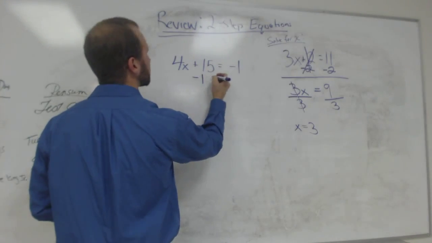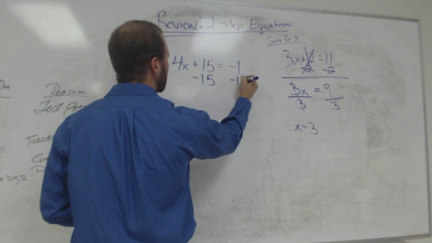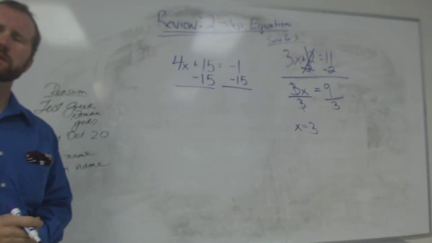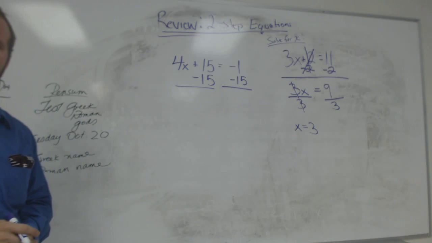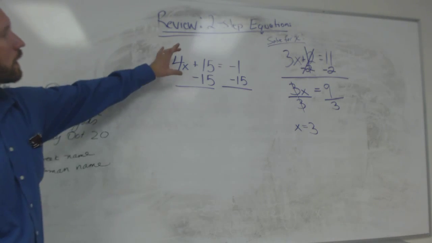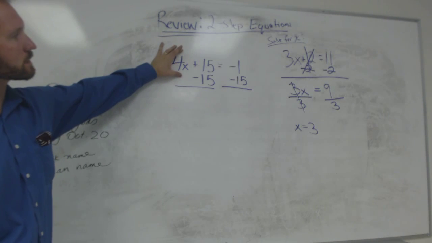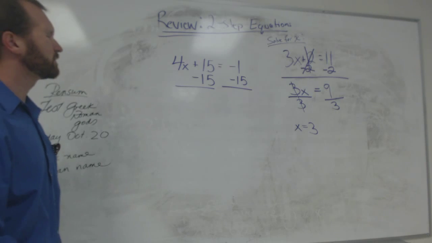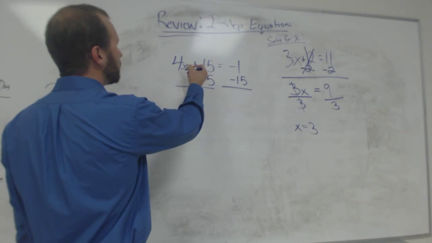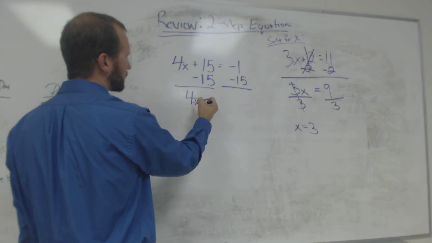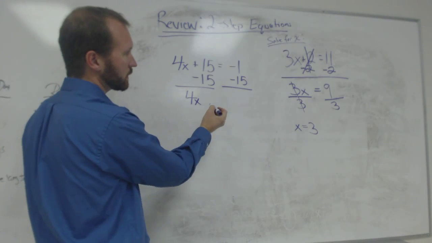Subtract 15 from those. Why did you decide to do that first? Because you want to have the 4x left because that will be easier to divide. It'll be easier to work with the 4x. Exactly. Okay. 4x plus 15 minus 15 is 0. 4x plus 0, sure. Yeah, 0.